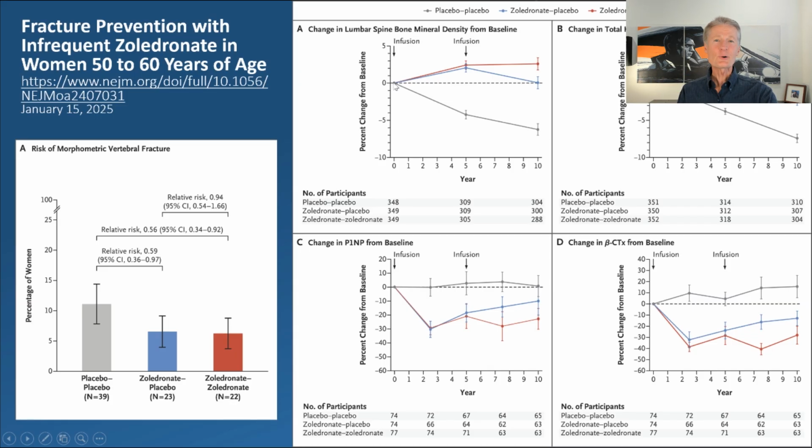Then there was a second group that only got 1 infusion. So 1 infusion at year 0 of Reclast, and they gained bone mineral in the spine. And even though they didn't get another infusion, they were still able to maintain their bone density for that 10-year period. So they didn't lose any bone density. They likely didn't lose any structure or much of any structure. So that's all a good thing.